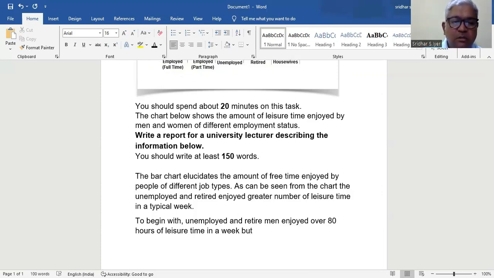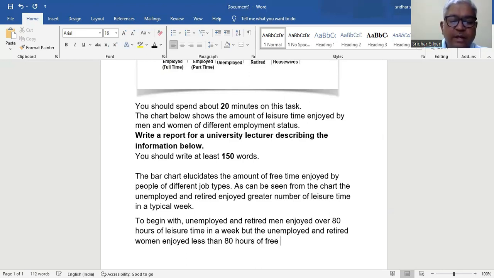But the unemployed and retired women enjoyed less than 80 hours of free time.